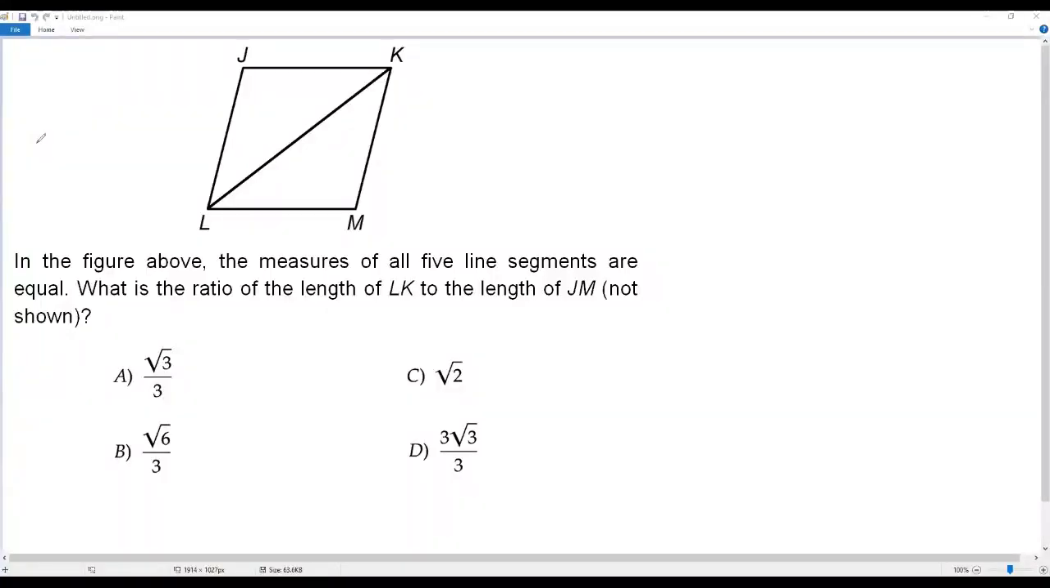We have a SAT math question. Okay, let's go to the information. There is a figure given out here. In the figure above, the measures of all 5 segments are equal. What is the ratio of the length of LK to the length of JM?